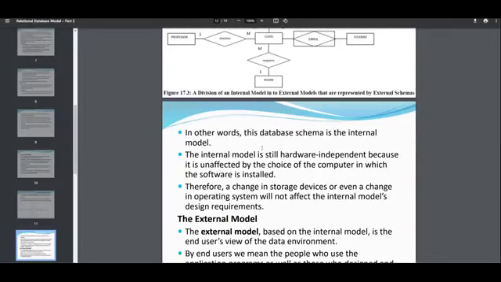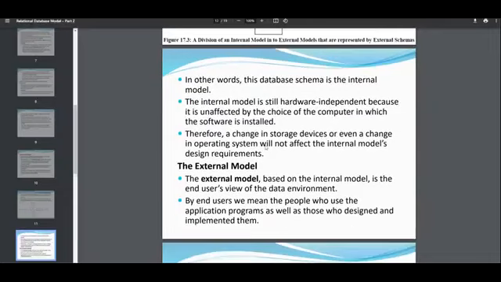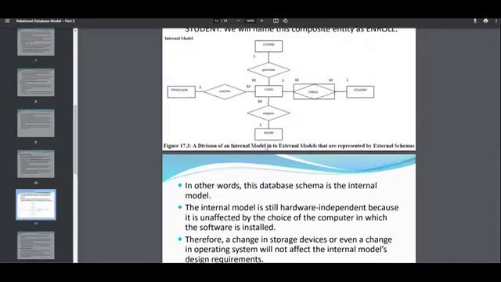Here, look at that. Okay, I told you that DBMS means software-related things. Still, it is hardware independent because it is unaffected by the choice of computer. Software like operating systems would not be affected. Storage devices would not be affected for this internal model.